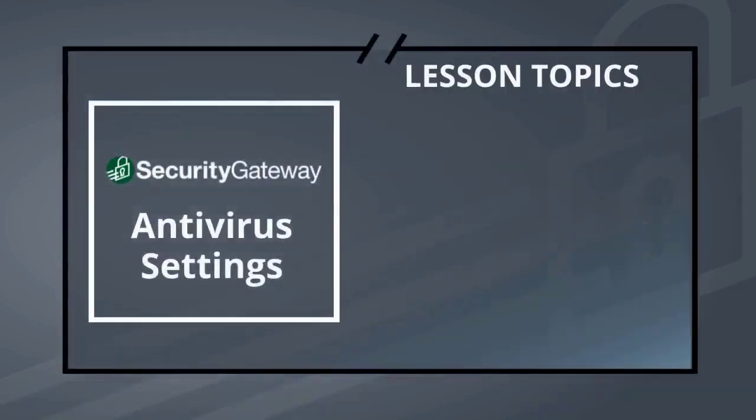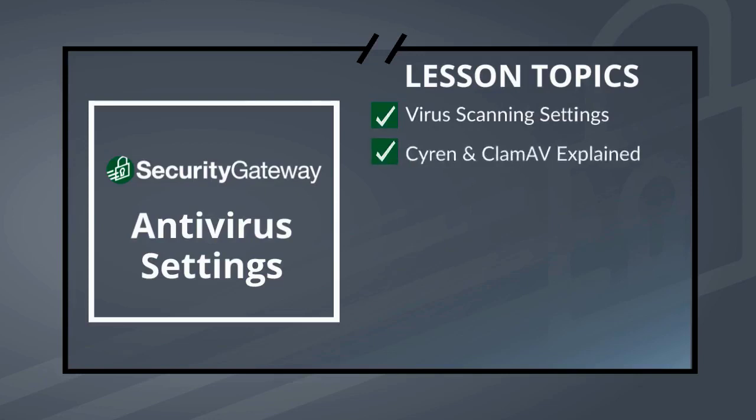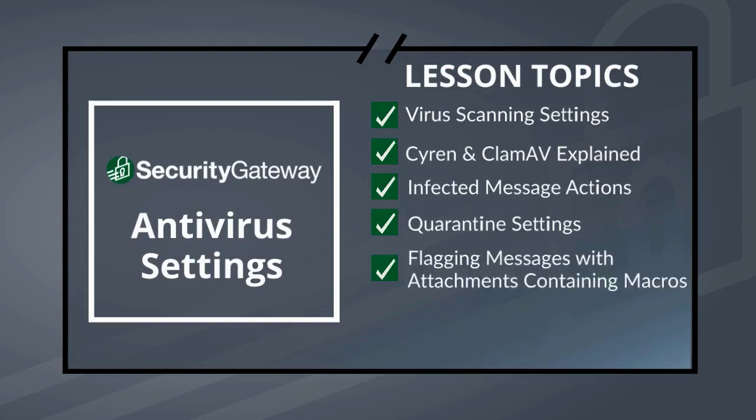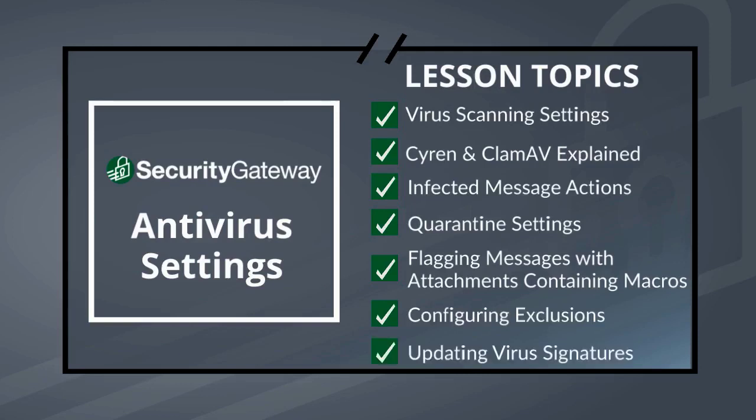This lesson covers the following topics: the virus scanning settings in Security Gateway, an explanation of the two antivirus engines, Siren and ClamAV, how to handle infected messages, such as whether to delete them or quarantine them, configuration of quarantine settings, including handling of messages that cannot be scanned, flagging message attachments that have macros in them, configuring antivirus exclusions, and how to configure automatic and manual virus signature updates.